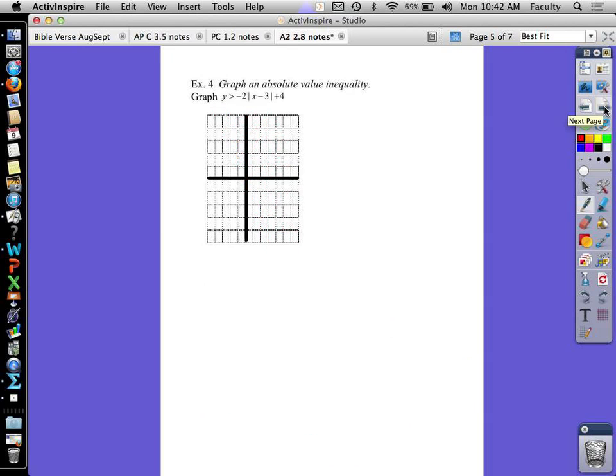This is exciting. If I want to graph an absolute value inequality, I'm actually going to use the same 3 steps. Step 1, solid or dashed. So Henry, is this one solid or dashed? Dashed. Good job. So then I'm going to change this to y equals negative 2 absolute value x minus 3 plus 4. Guess what? What you just did for homework was graphing these v's, these absolute value equations. So I know the vertex is 3, 4, and I know the slope, or a, is negative 2.